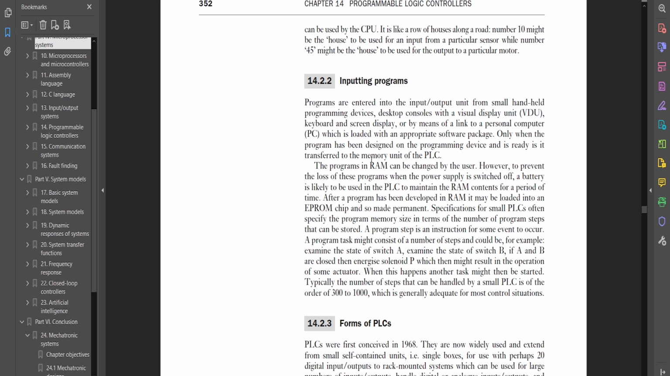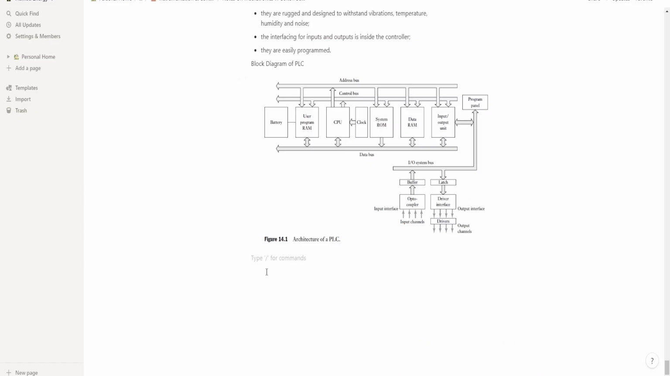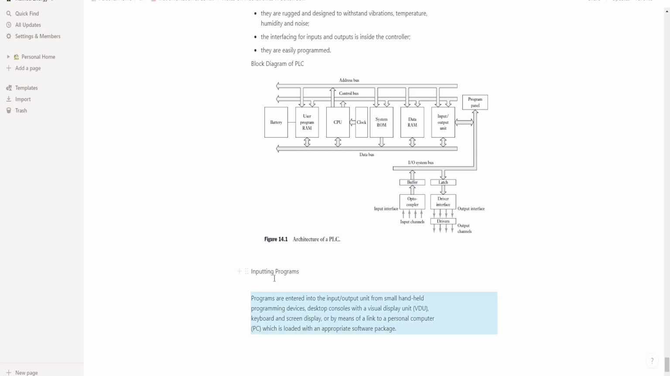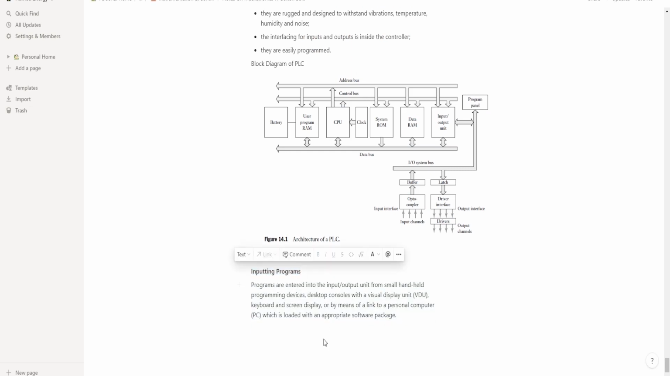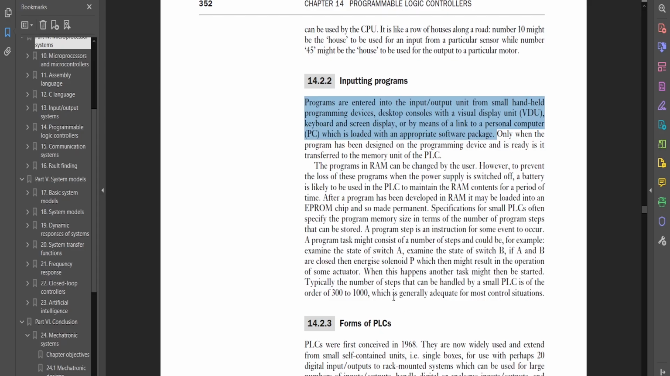Input and programs. Programs are entered into the input-output unit from small handheld programming devices, desktop consoles with a visual display unit, keyboard, and screen display, or by means of a link to a personal computer (PC), which is loaded with an appropriate software package. Only when a program has been designed on a programming device and is ready is it transferred to the memory unit of the PLC. Okay, so I suppose the key takeaway there is that you don't program on the PLC itself, but I don't get what I'm really doing with that information, but okay.